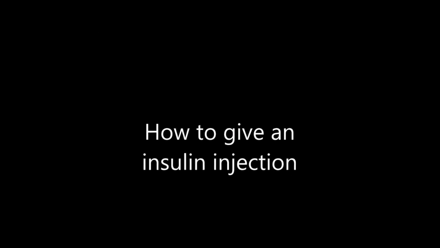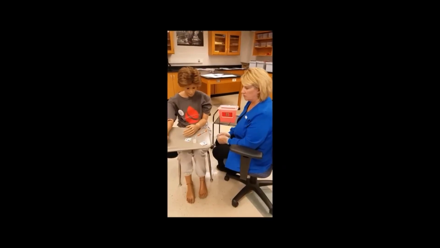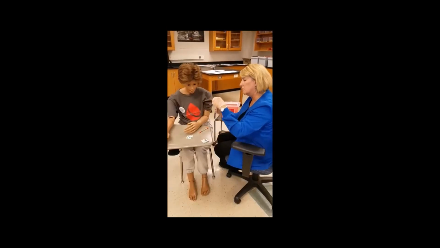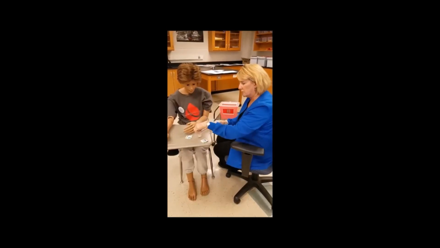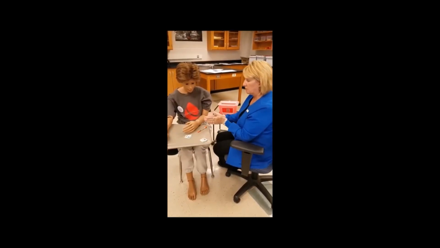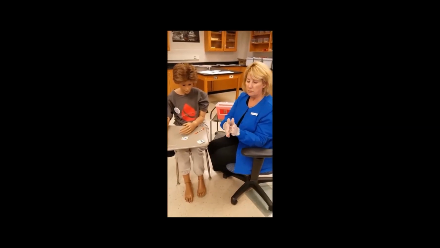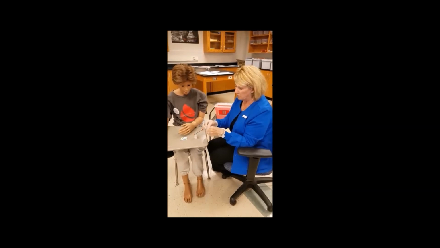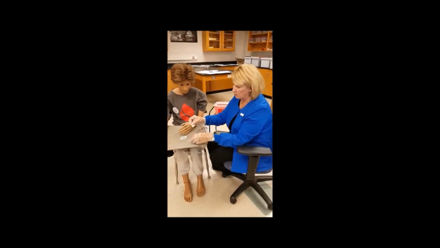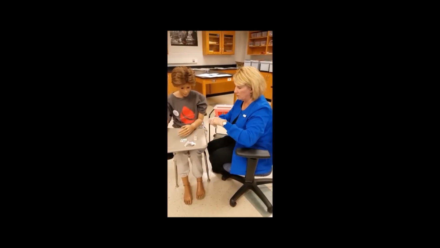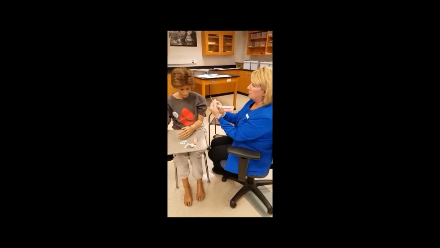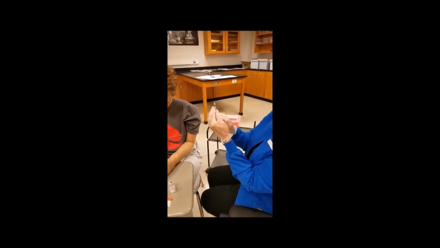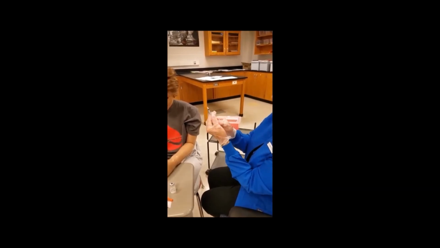How to give an insulin injection. Wash your hands with soap and water. Put on gloves. Ensure insulin is not expired. If insulin is cold, warm in the palm of hands to room temperature. Remove flip top from insulin bottle. Wipe rubber stopper with alcohol pad and let dry. Remove cap from syringe. Pull back on syringe plunger until black tip is even with the line of the desired units of insulin needed.